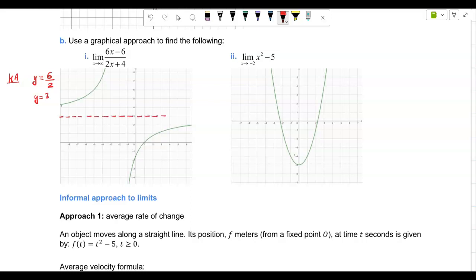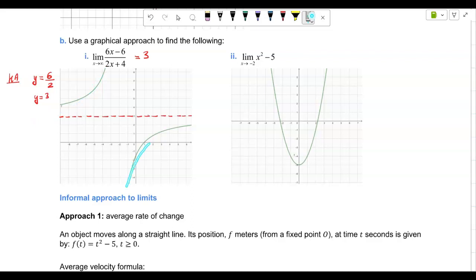Isn't that the horizontal asymptote? Yeah, you are right. So this basically is the horizontal asymptote, because as your x gets larger and larger, this graph will approach this horizontal asymptote. Correct? On this side, as your x gets smaller and smaller, this will also approach this horizontal asymptote. So that's your limit.